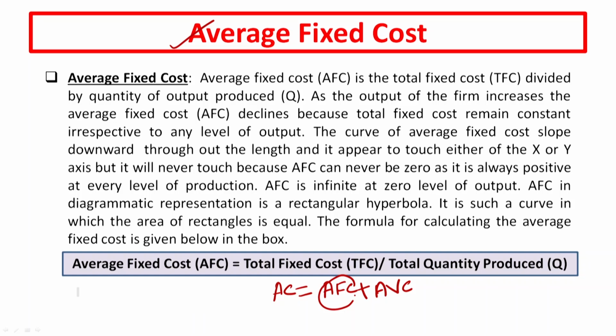And the shape of the average fixed cost curve is a rectangular hyperbola. It can be calculated with the help of a formula. Average fixed cost is equal to total fixed cost divided by total quantity of output. That means in order to know average fixed cost, you have to divide total fixed cost by units of output. So you will get average fixed cost.